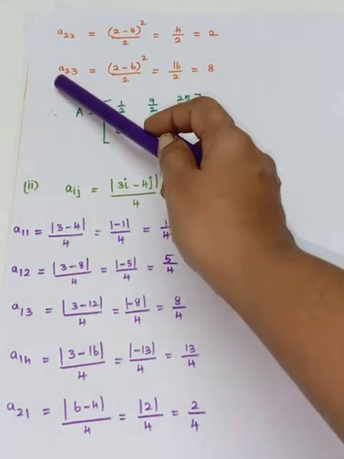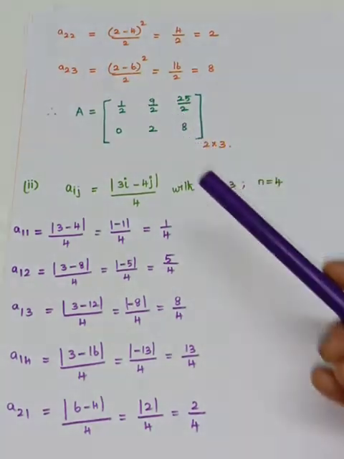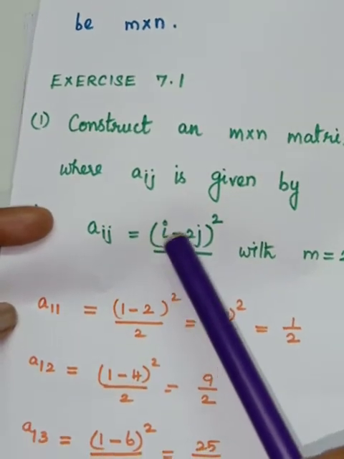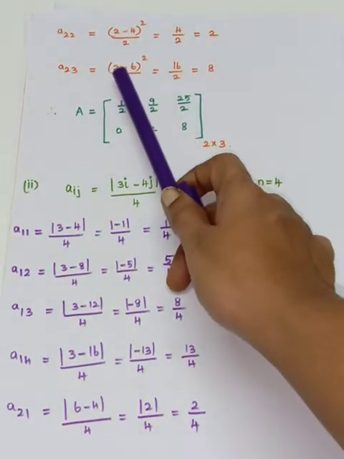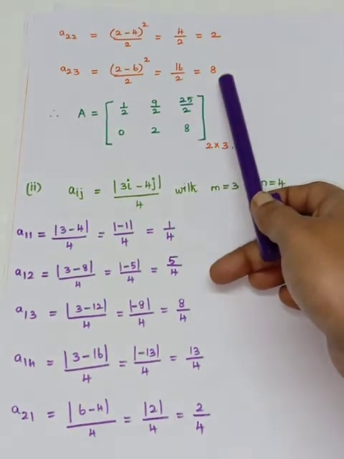Next you have to go for A23, that is second row, third column. When you substitute in this general term, in the place of i is 2, in the place of j is 3, so it is 2 minus 6 the whole square. What is it? Minus 4. Minus 4 the whole square is 16. 16 by 2 is 8.